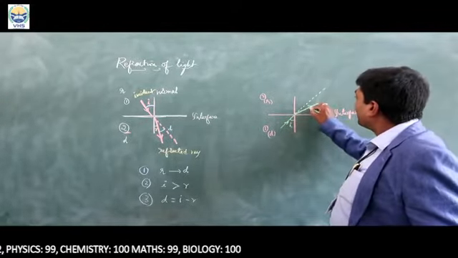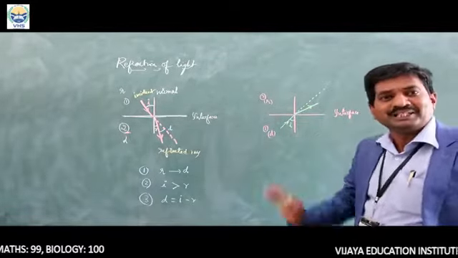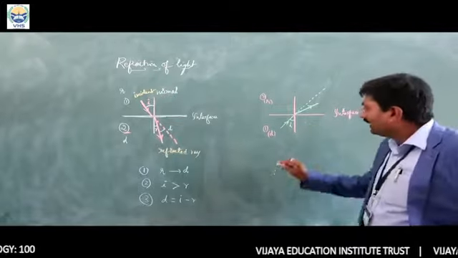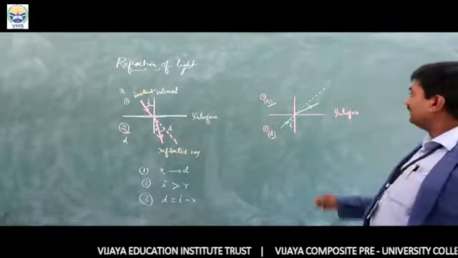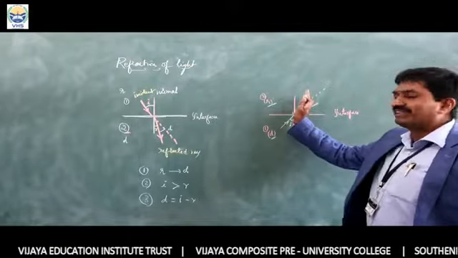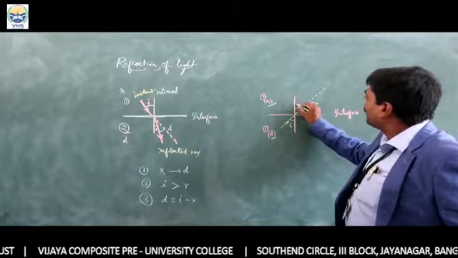How does it undergo refraction? From the diagram we can see that it has bent away from the normal. That means when a ray of light travels from a denser to a rarer medium, the refracted ray bends away from the normal. So this is the angle of refraction.